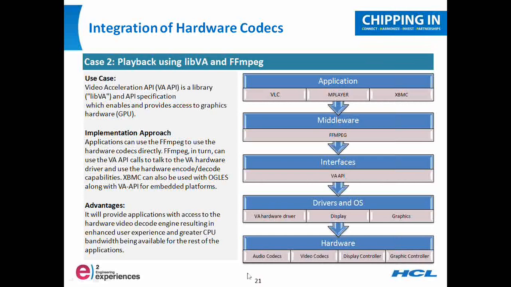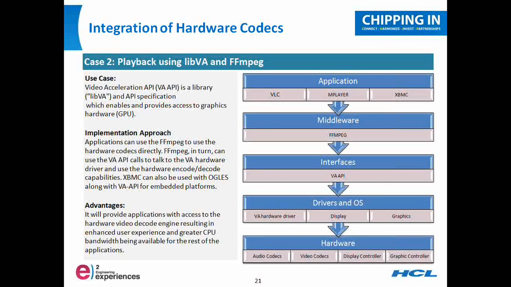The next example is playback using libva and FFmpeg. So video acceleration API or libva, it is basically a library and an API specification from Intel, and with this one can enable and provide access to graphics hardware, or what we commonly call as GPU.